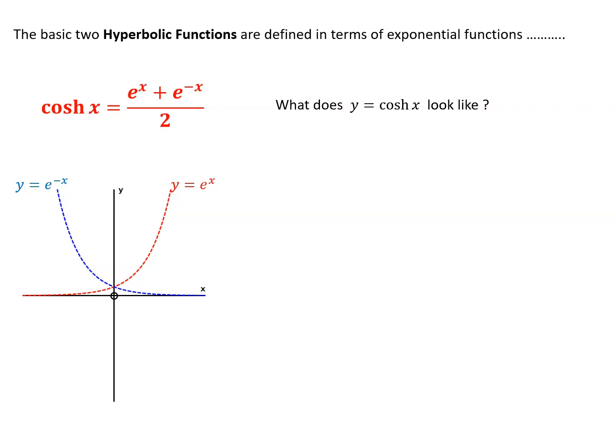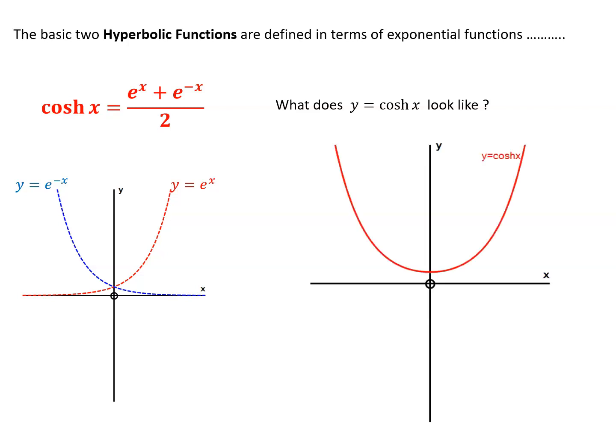Put these two pieces of information together, then we ought to be able to see that the graph of y equals cosh x is going to be a U-shaped type graph, looking like that, with it looking like half e to the x for large positive values of x, and it looks like a half e to the minus x for large negative values of x.